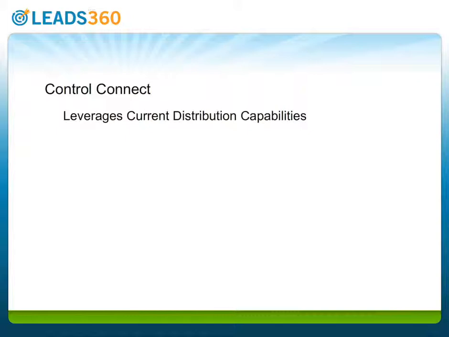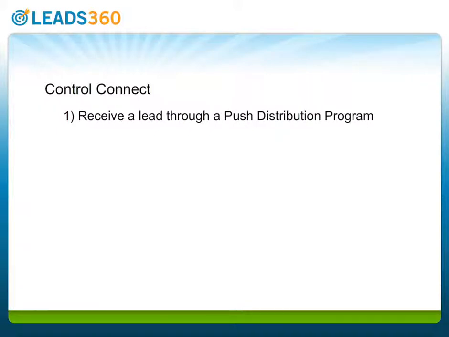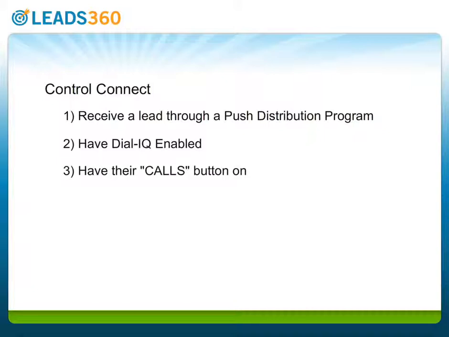Control Connect. Control Connect leverages Leads360's current push distribution capabilities to work with DialIQ. Control Connect is the way a user receives leads when they 1. Receive a lead through a push distribution program, 2. Have DialIQ enabled, and 3. Have their calls button on. If a user does not have DialIQ enabled, then Control Connect will not be active.